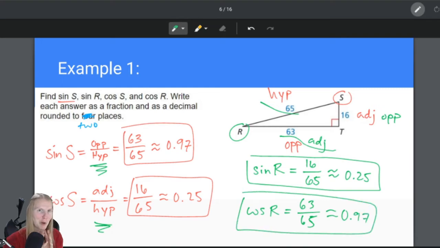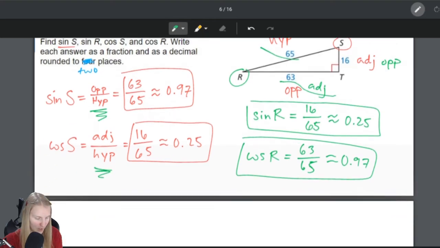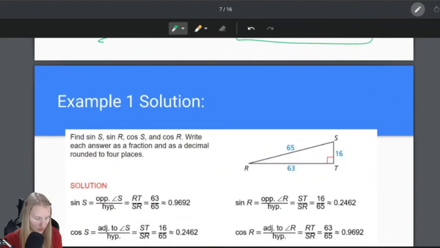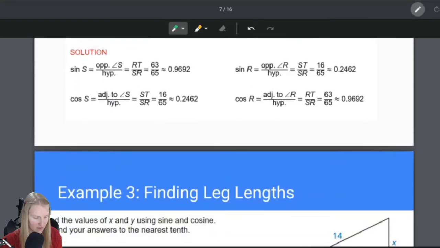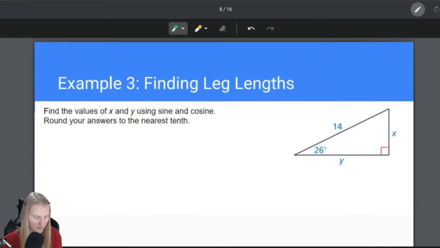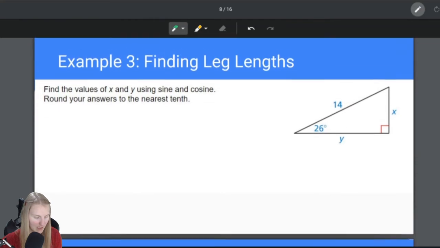Fantastic. And we'll learn about why sine of s and cosine of r are the same thing in the third example for today. But our next example, let's check if we were right. Boom. Yes, we were. Fantastic. Okay. Finding leg lengths.